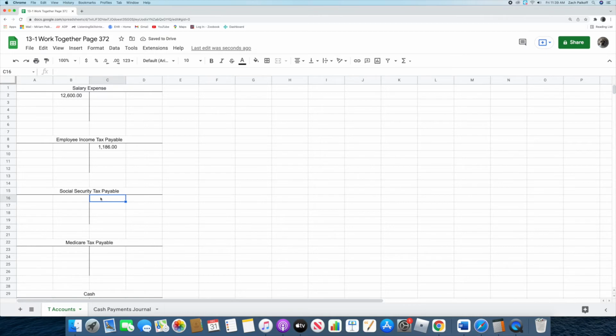After that, we're going to record the Social Security tax amount, which is $781.20, on the right side of the Social Security tax payable T account. And then we're going to record the Medicare tax amount, which is $182.70, on the right side of the Medicare tax payable T account.